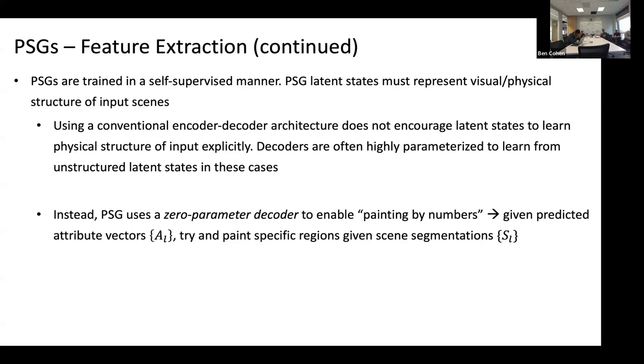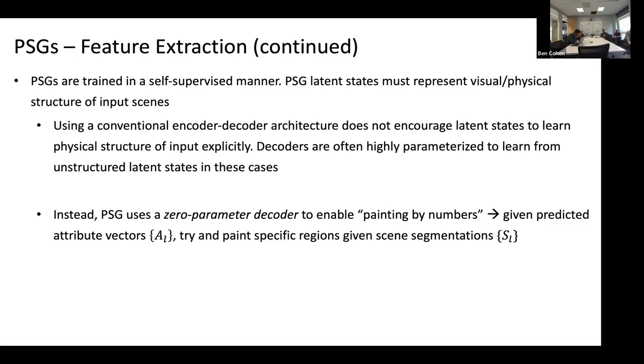So instead, what they do is they use something called a zero parameter decoder to enable something called painting by numbers. So given your predicted attribute vector, which describes the physical characteristics of some nodes or vertices in that layer of the hierarchy, they try to paint in specific regions given the ground truth of your scene segmentations. And your scene segmentations are the spatiotemporal registrations that I described in the beginning. But that's standard for any segmentation. That's just like a standard processor.